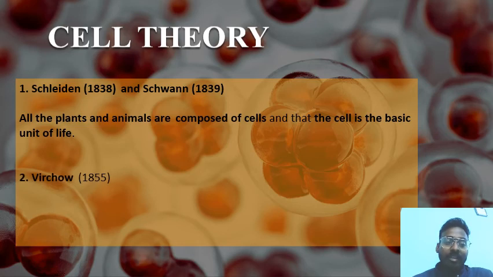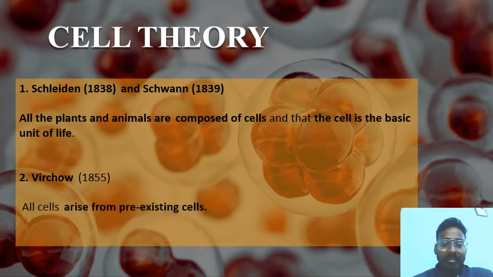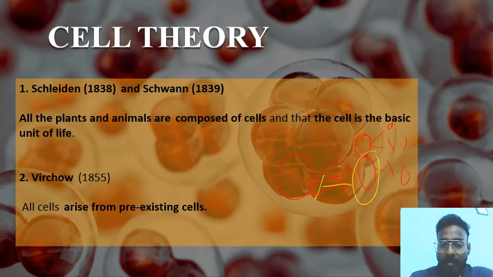Later on, Virchow in 1855 suggested that all cells arise from pre-existing cells. Like there is a presence of a cell, then it reproduces itself into two cells or four, and it multiplies. He basically says that these cells originate from pre-existing cells.